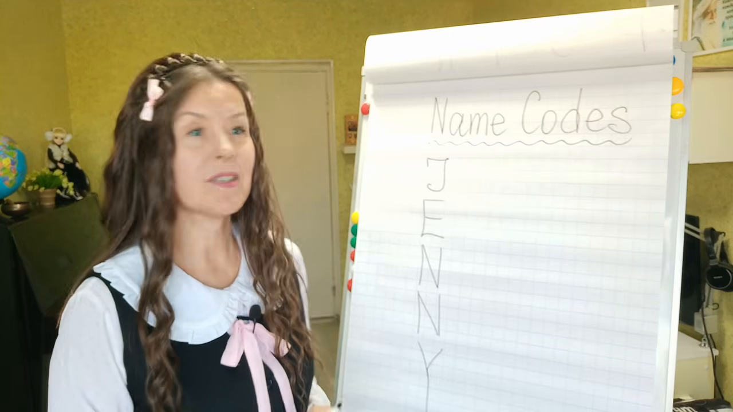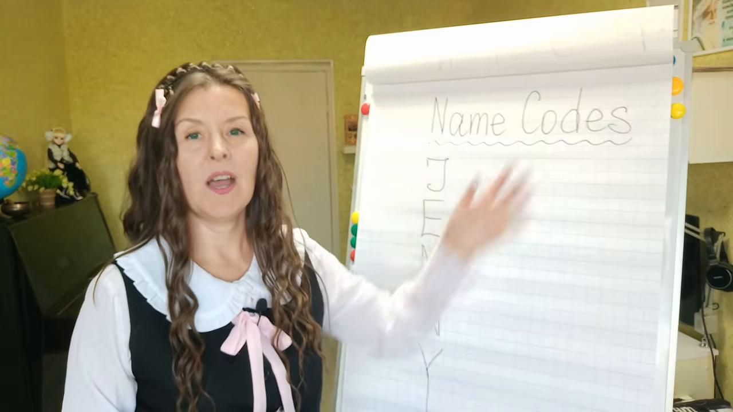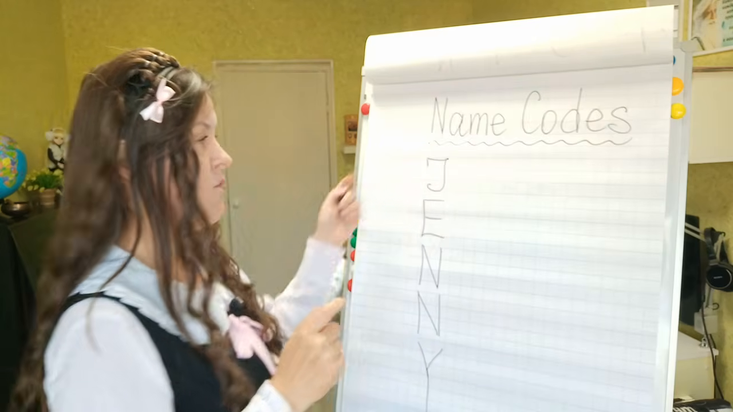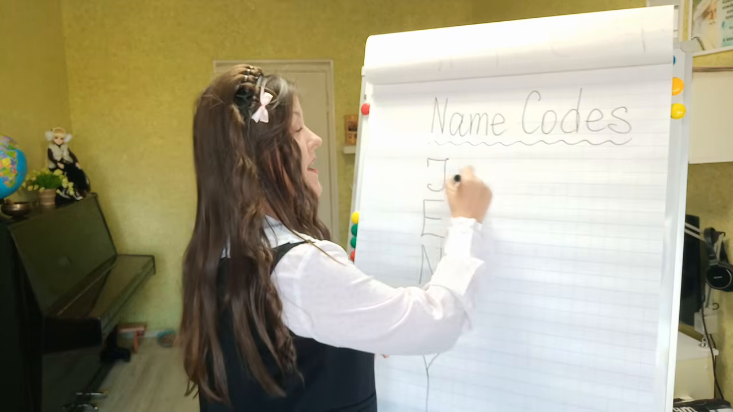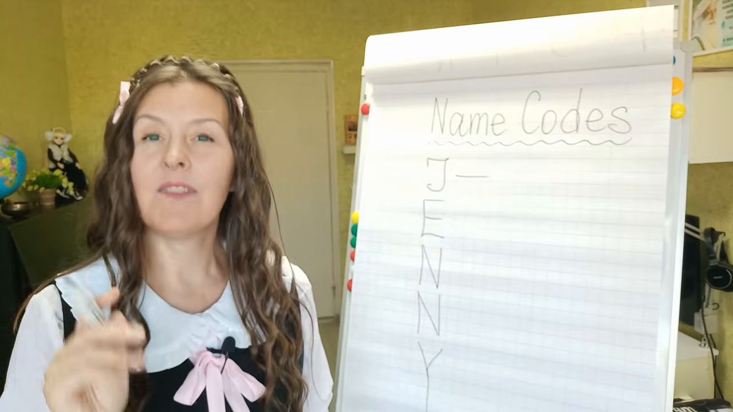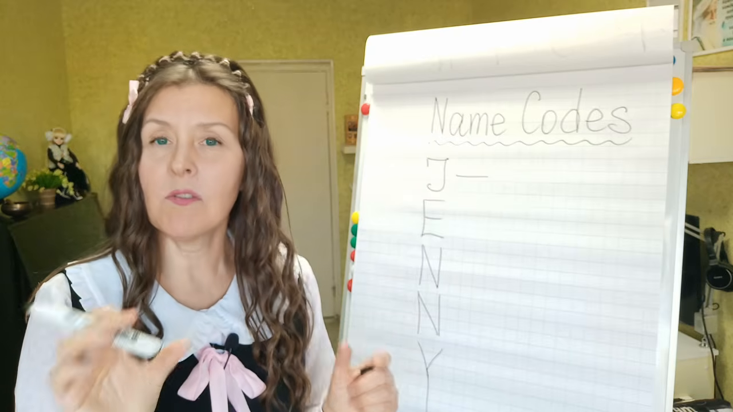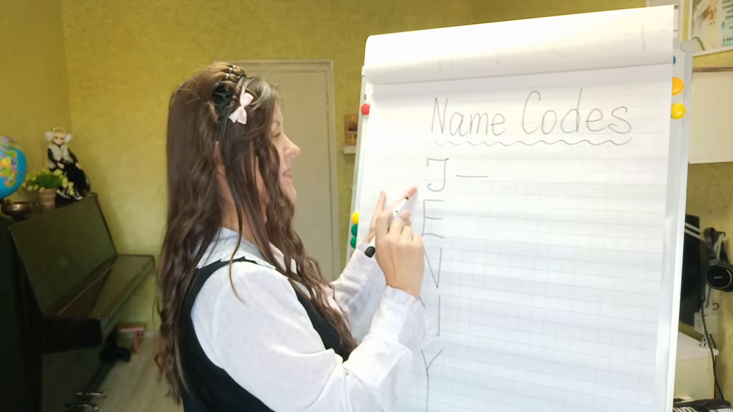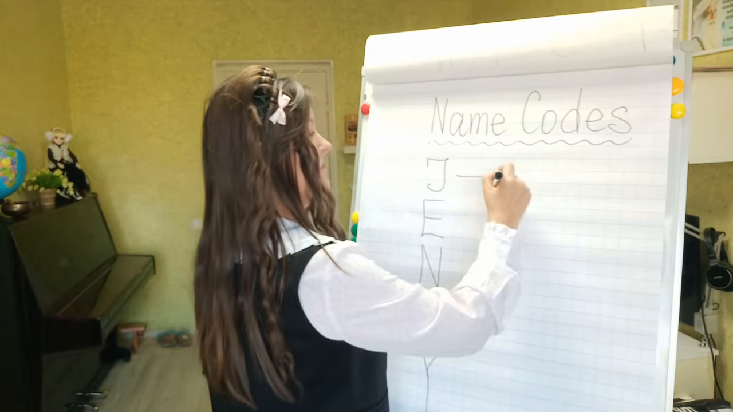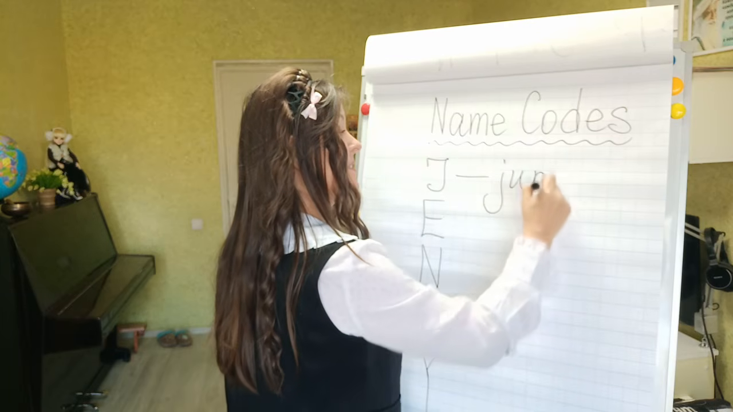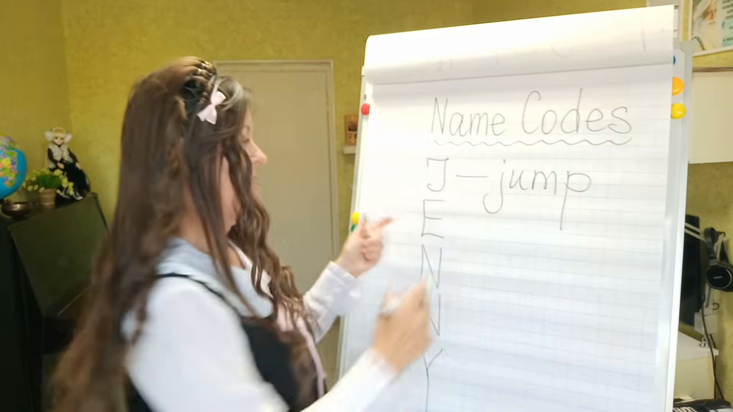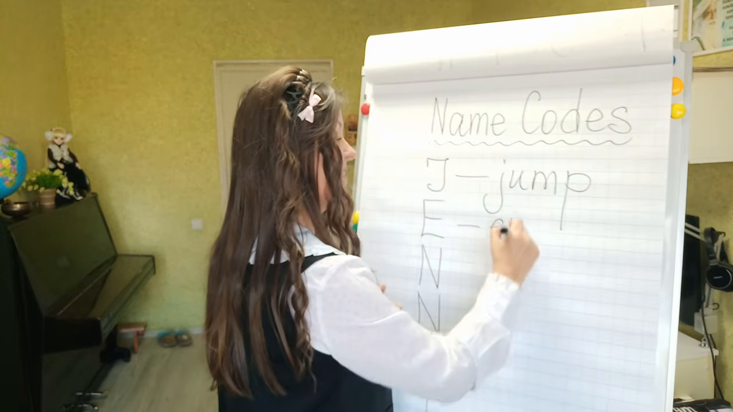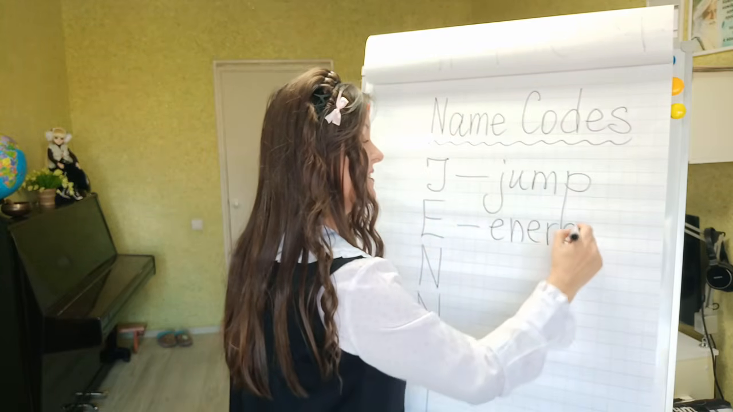The next game is called Name Codes. So write your name on the whiteboard like this, vertically. And for every letter, give one fact, one keyword that starts with this letter. For example, J. Jump. I like to jump because I'm E, energetic.